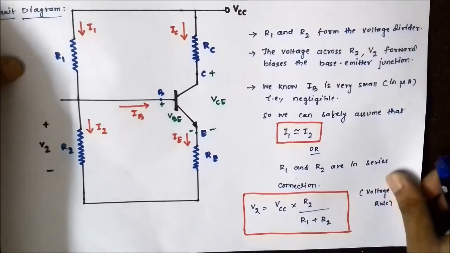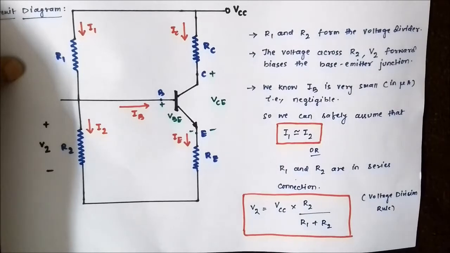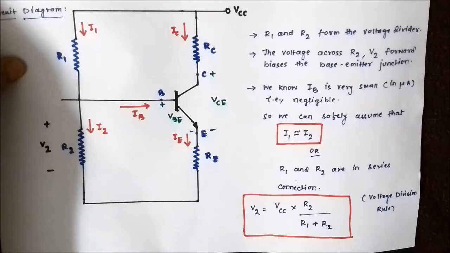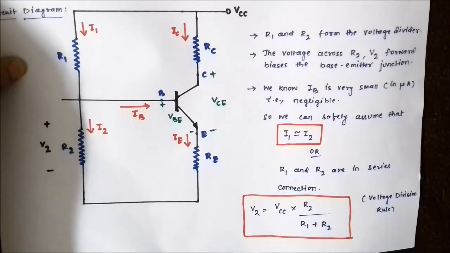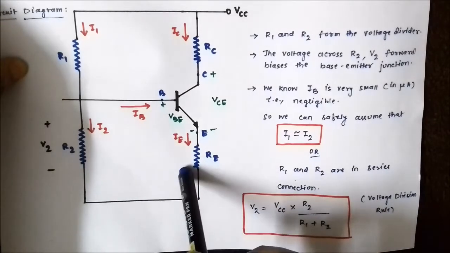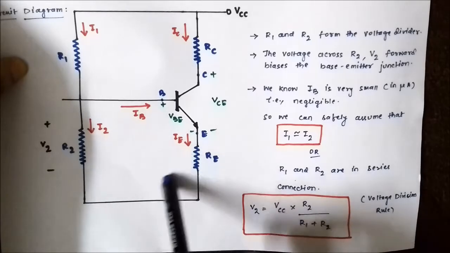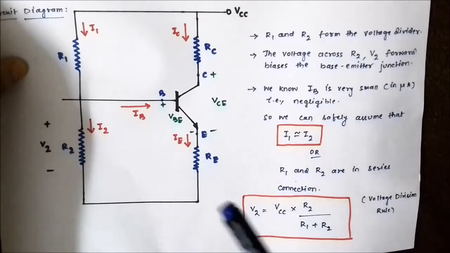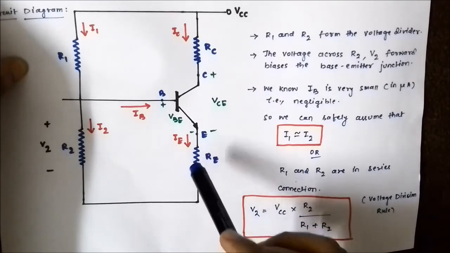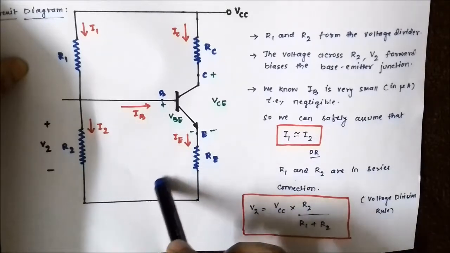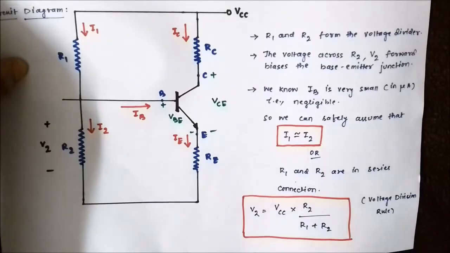Now, in order to find out the value of collector current and the collector emitter voltage, we have to apply KVL here. So first we will apply KVL in this lower loop, the base emitter loop, to find out the value of IE, and then we will apply the formula that IE is nearly equal to IC, so we'll get the value of IC as well.